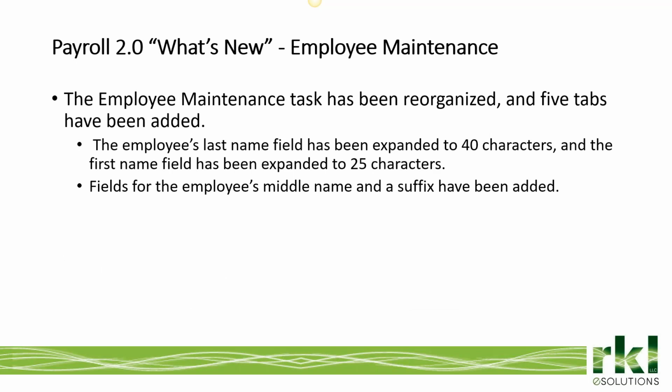Okay, so employee maintenance had a facelift, and in there are now 5 tabs that have been added. We're going to actually go through that and look, but some things of note. The employee's last name is now larger. It can be up to 40 characters, and the first name has been expanded to 25. The employee's middle name and so on have been added. So that's kind of nice.